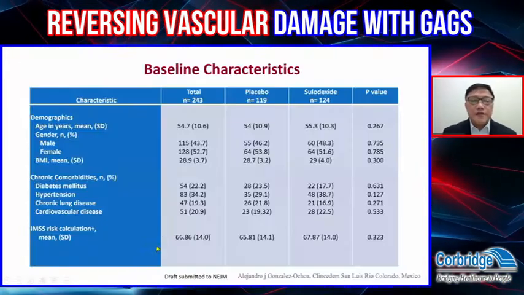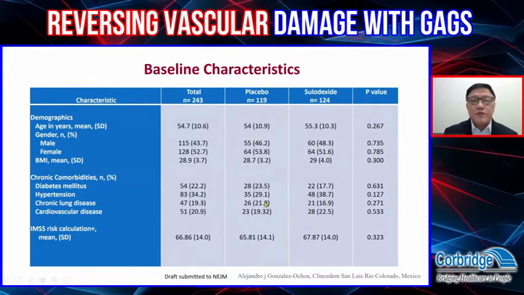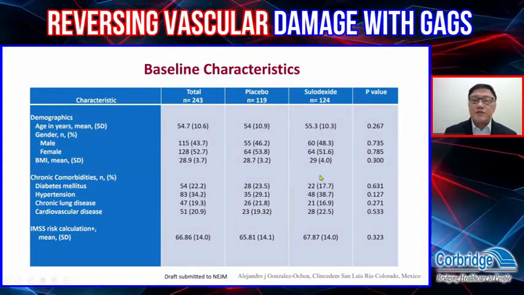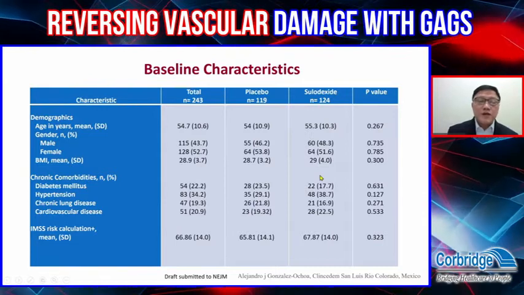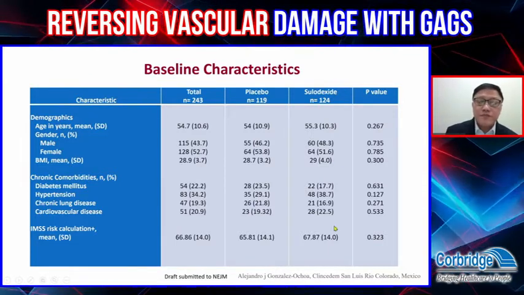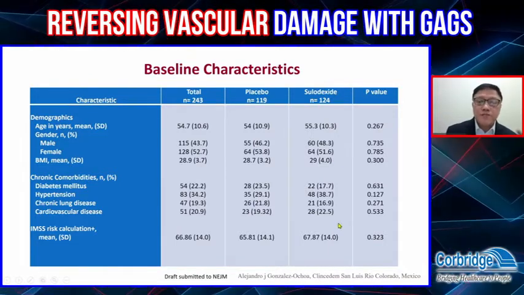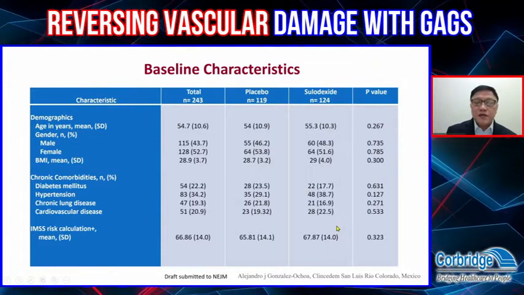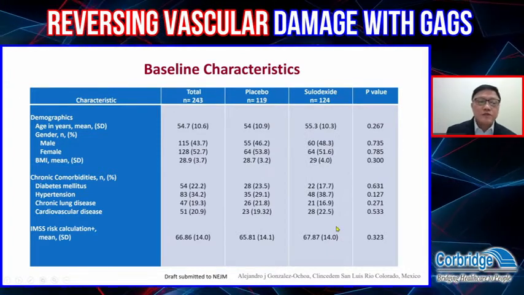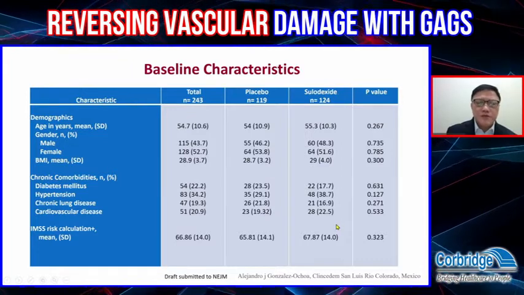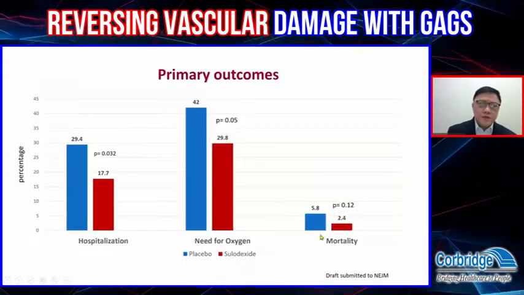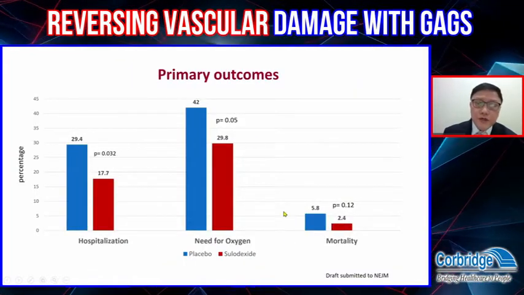These were the inclusion and exclusion criteria, right? And the baseline characteristics were similar, which means that the randomization was successful. The only problem with this clinical trial was that it's a per protocol analysis, and the per protocol analysis was conducted because of the pandemic.